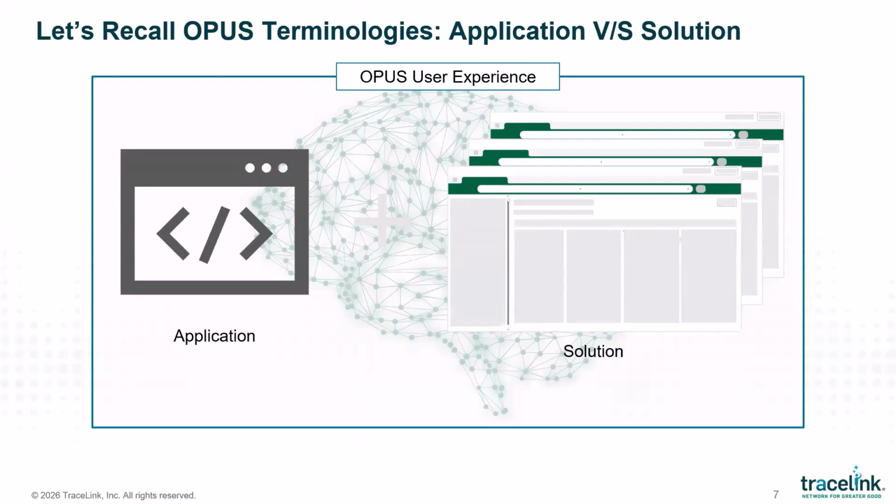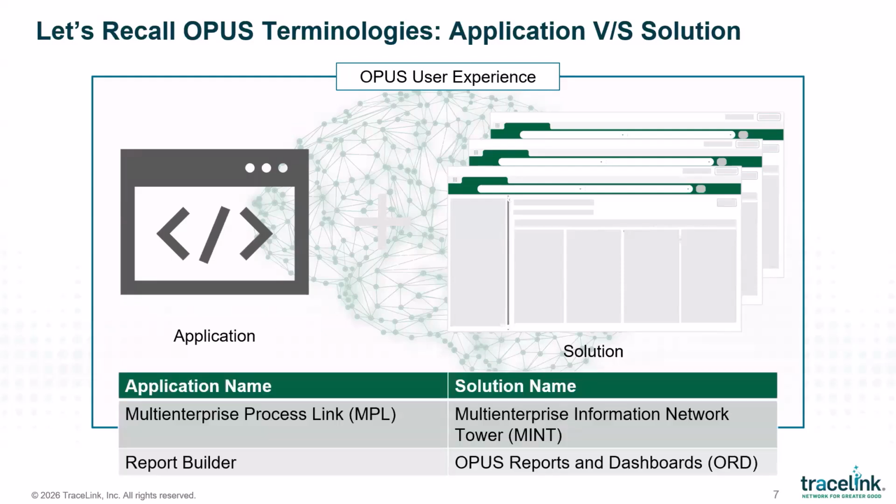What this means is you can configure the UI for your users while the programming that controls the application remains the same. For example, Multi-Enterprise Process Link, MPL, is an application of Multi-Enterprise Information Network Tower, i.e. the Mint solution. Likewise, for ORD, Report Builder is an application, and OPUS Reports and Dashboards, or ORD, is the solution.